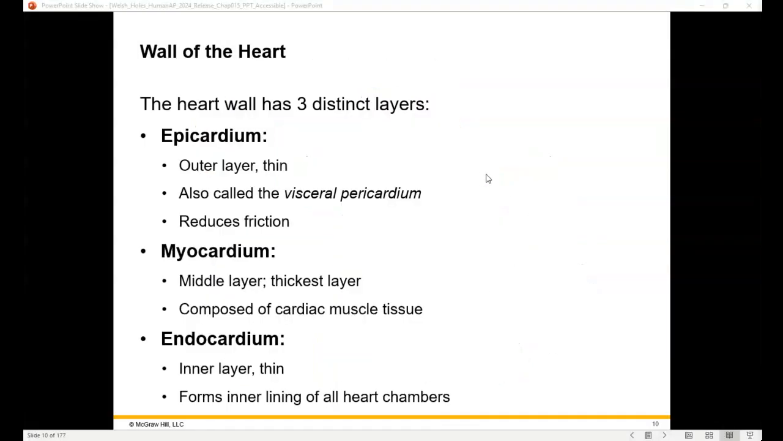So the heart wall has three distinct layers. The epicardium, which is the outer layer, it's thin. That's the visceral pericardium. It reduces friction. Okay, next you have the myocardium, working your way inward. It's a middle layer. It's the thickest layer. It's composed of cardiac muscle tissue. And then the endocardium. It's an inner layer, which is thin. It forms the inner lining of all the heart chambers.